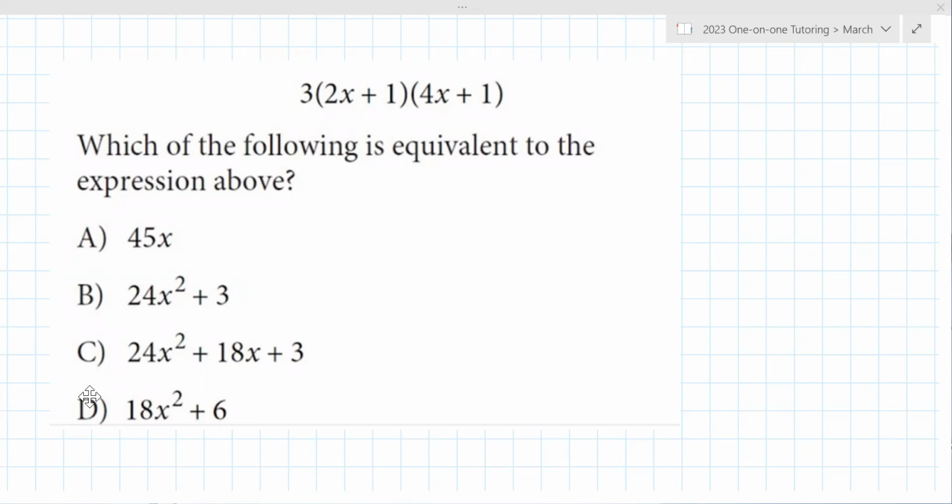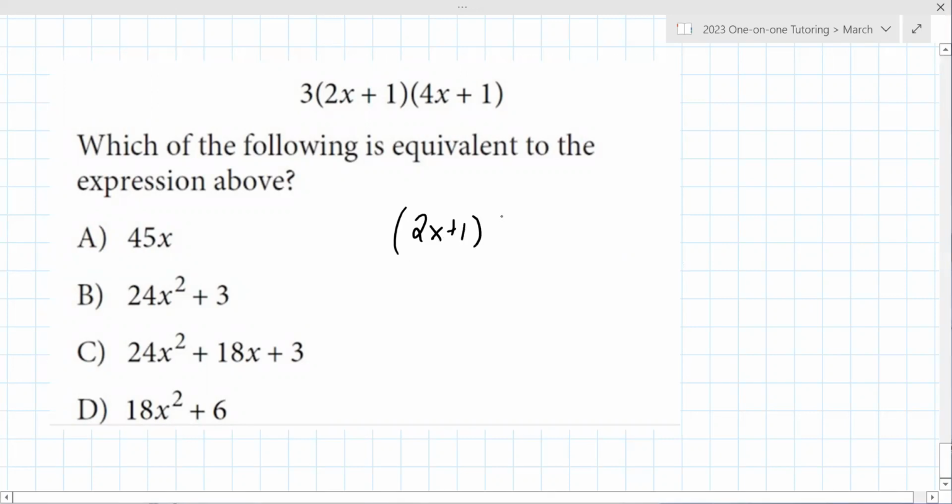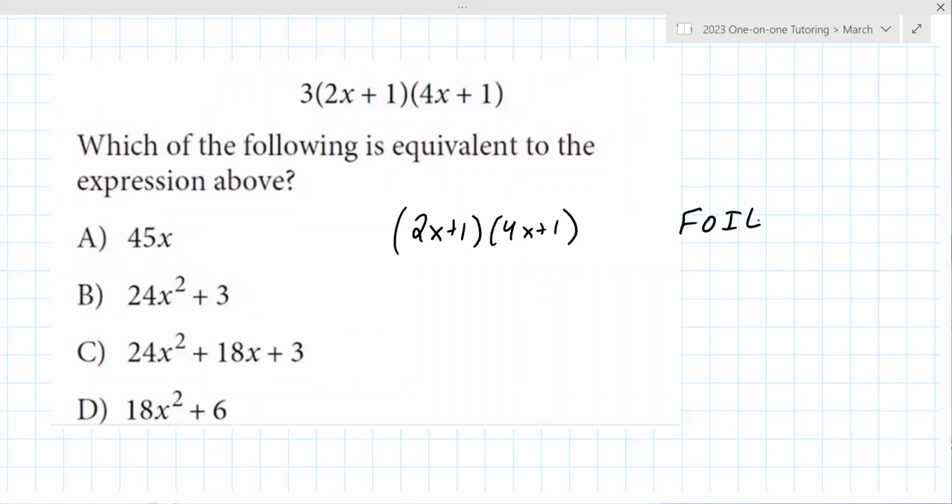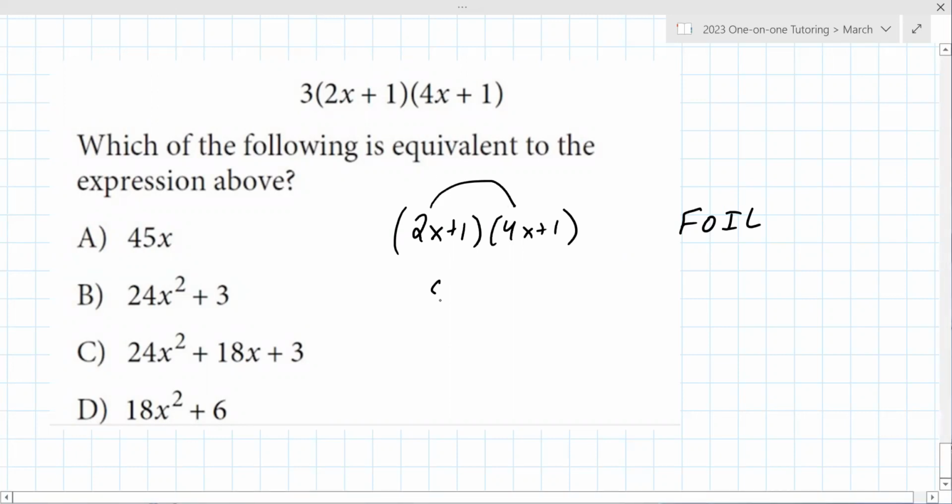It is not D. Let's take a look at this together. Let's just look at the 2x plus 1 times the 4x plus 1. When you FOIL this, what do you do first? Multiply 2x and 4x, and 2x and 1. Good. So 8x squared plus 2x plus 4x. And what's the last one that you do? Multiply 1 and 4x, and 1 and 1.